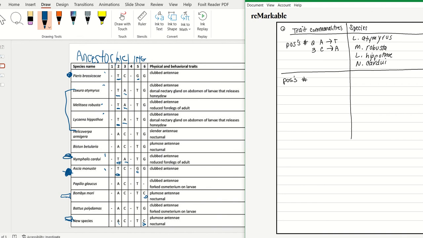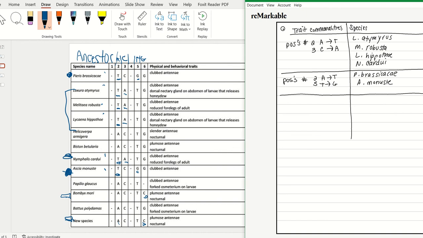The other ones I looked at having some commonalities are position 2, A to T, and position 5, T to G. And that is going to be P. brassicaceae and A. monoustine. Okay.